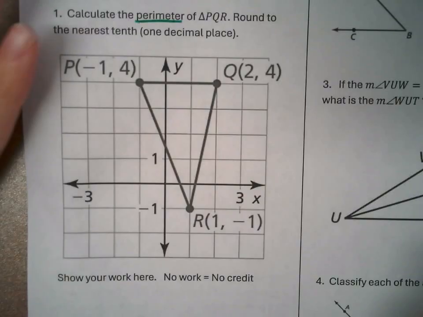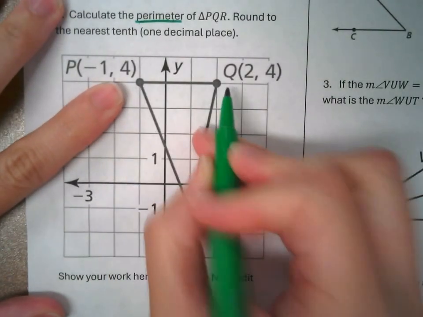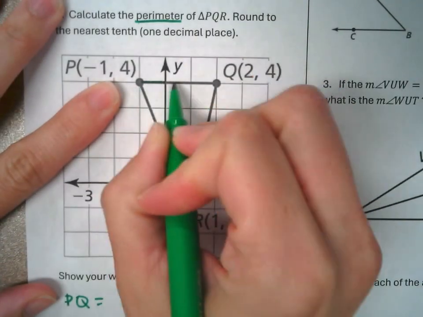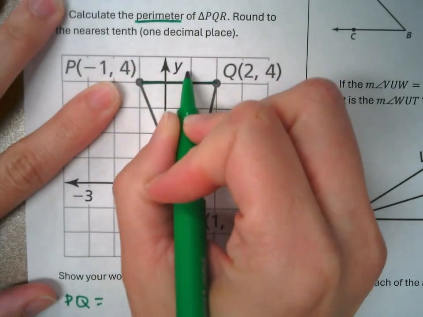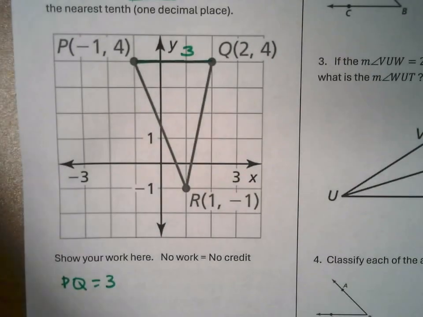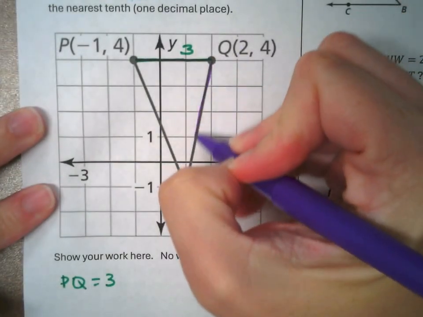For this question, we're finding perimeter. We need to find the length of all the sides. So we have three sides in this figure. We have P to Q, which is the easiest side to find because we can just count the blocks. This is 3 units long. So there's not really any work to show for P to Q. Okay, then we have to find the other sides.